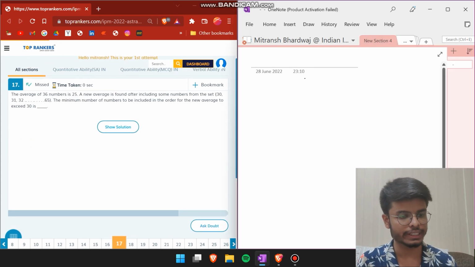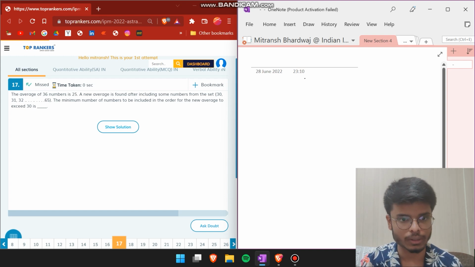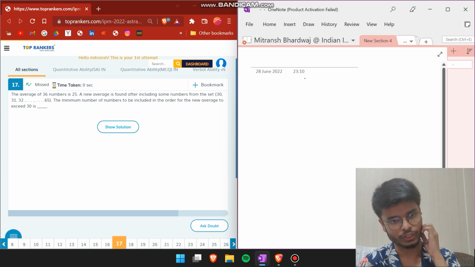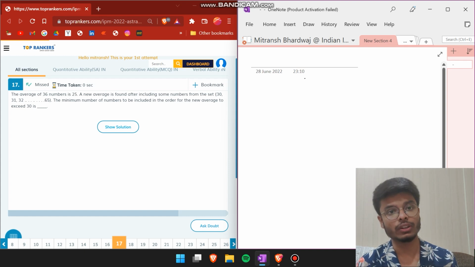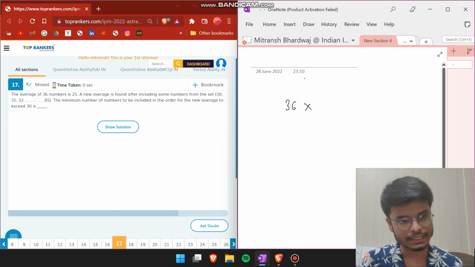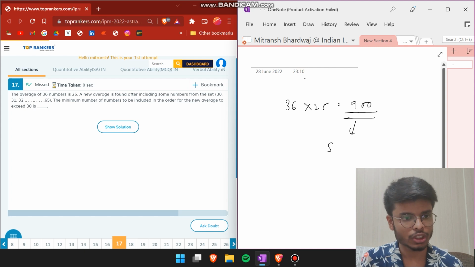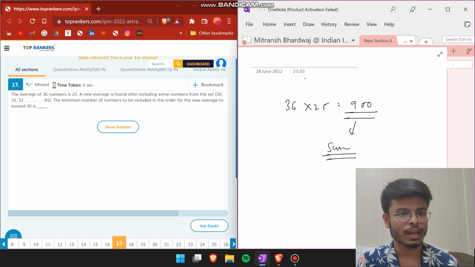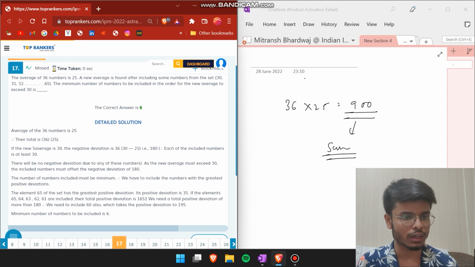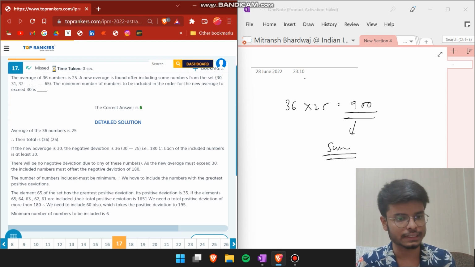So question number 17 says that the average of 36 numbers is 25. A new average is found after including some numbers from the set. What is the minimum number of numbers to be included in order for the new average to exceed 30? So the average should be more. Now 36 numbers, average is 25. So you immediately know 36 into 25 is 900. So the sum of the 36 numbers is 900. And you include some numbers from the set 30, 31, 32, 33, 35. Minimum numbers to be included to exceed 30.